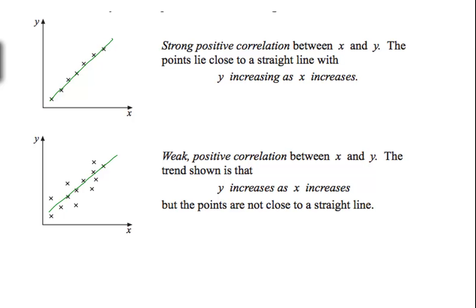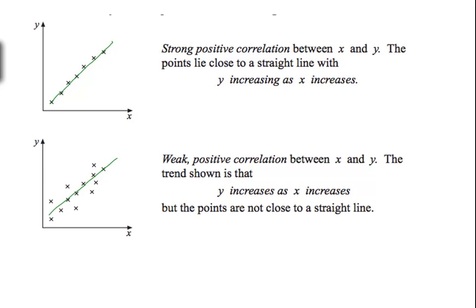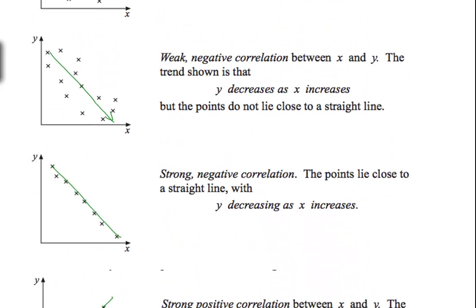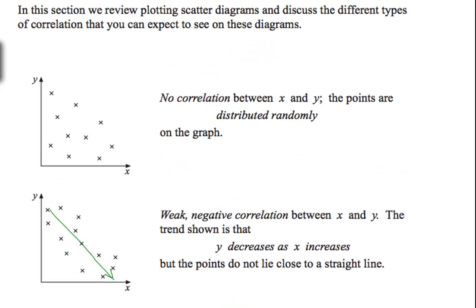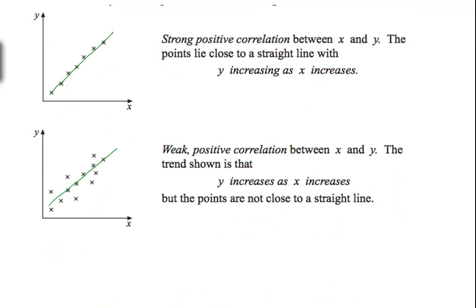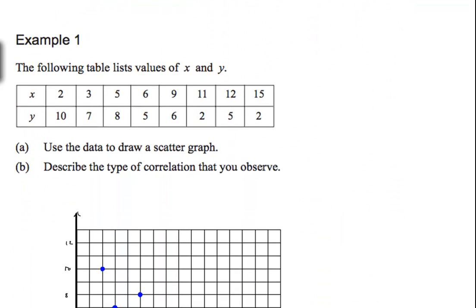Okay, so these are the answers that we can give: weak positive, strong positive, weak negative, strong negative, and then no correlation at all, just completely random points all over the place. So let's look at an example.